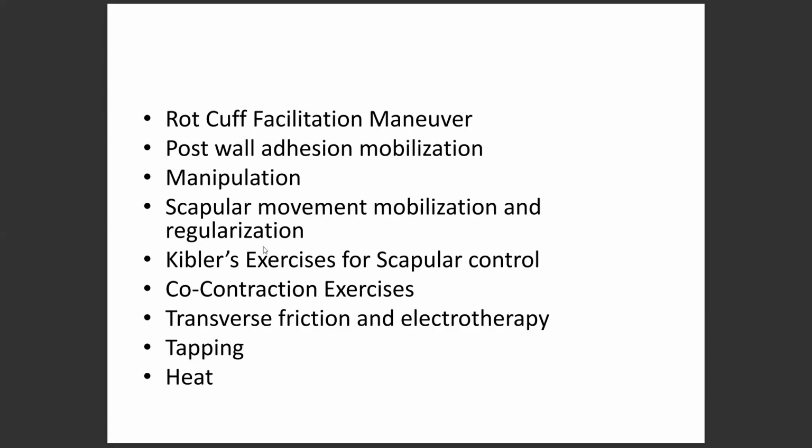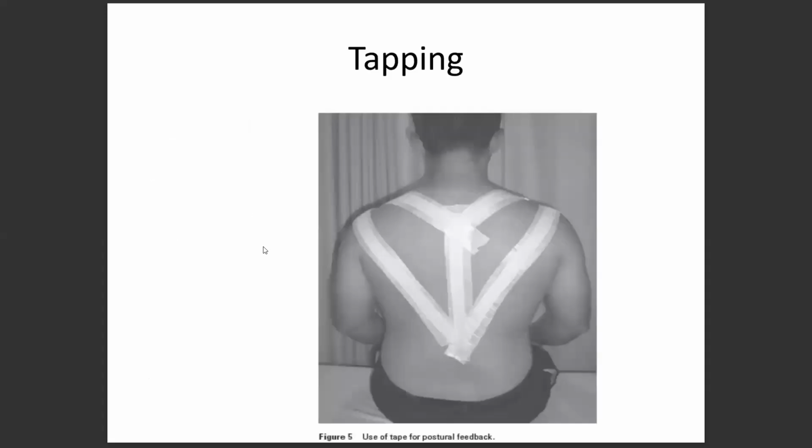with subacromial impingement syndrome. And the protocol should be according to the evidence-based guideline. So there should be a rotator cuff facilitation maneuver, posterior wall adhesion mobilization, manipulation, scapular movement mobilization, and regularization. The Kibler's exercises for scapular control, co-contraction exercises, transverse flexion, electrotherapy, taping, and heat.